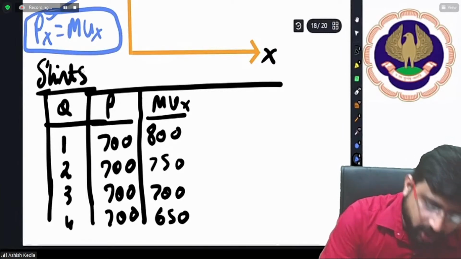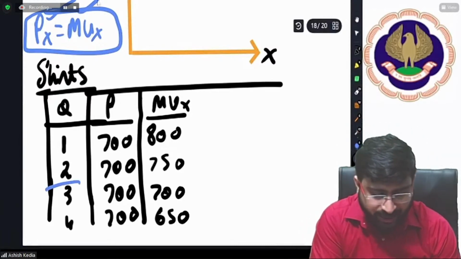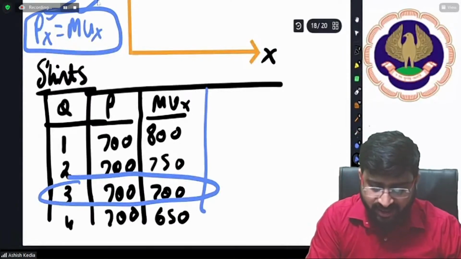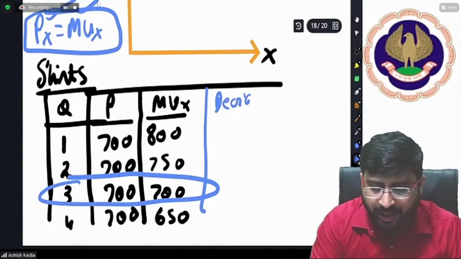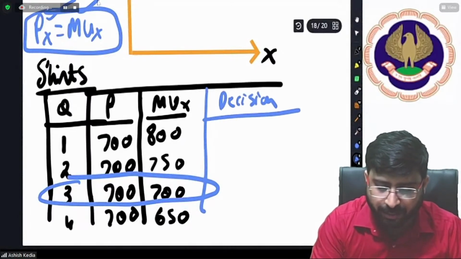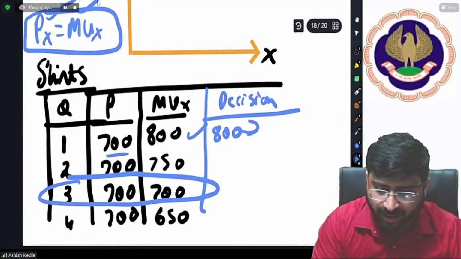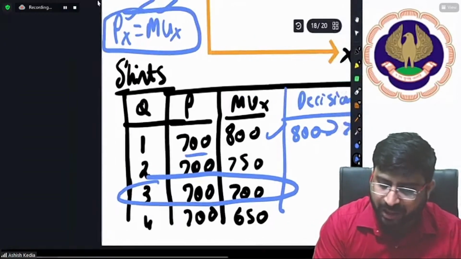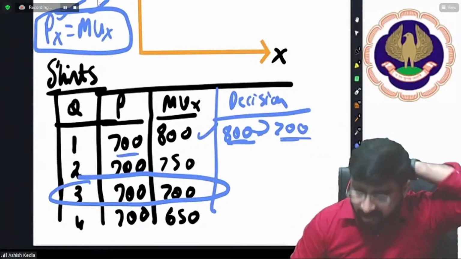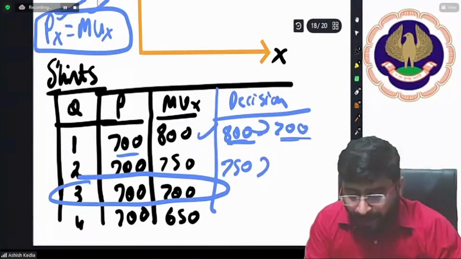That is the satisfaction you derive from money, is the satisfaction that you derive from the shirt, which is happening at the third unit, as you can see here. Because above this, what is happening? See, let me teach you the decision making. Let me make a decision making table for you. If you see decision making, here MU of shirt is 800, but price of shirt is 700. So satisfaction is greater than price. MU is the satisfaction, 700 is the price. So satisfaction is greater than price. Here also satisfaction is 750, price is 700.